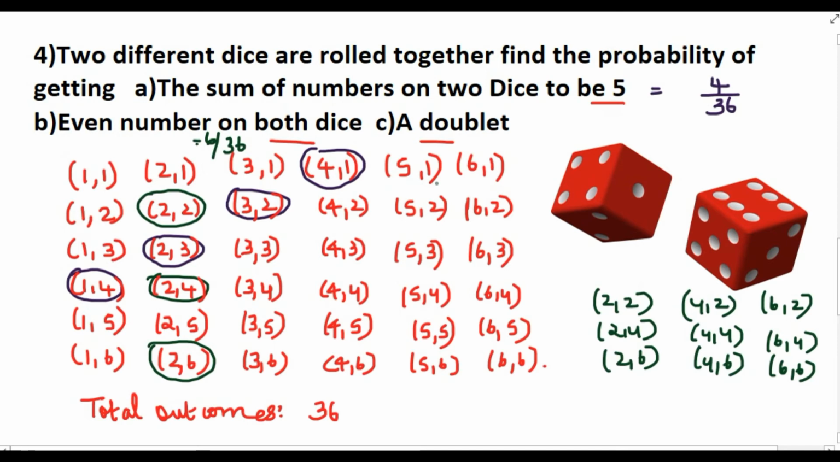Next is a doublet. Doublet means same number should be there on both dice. We can say (1,1), (2,2), (3,3), (4,4), (5,5), (6,6). Again 6 favorable outcomes are there and total number of outcomes is 36. So 6 by 36. Doublet means the same number will appear on both dice.